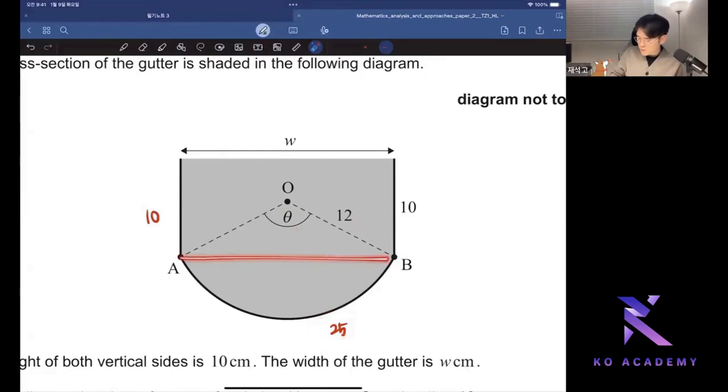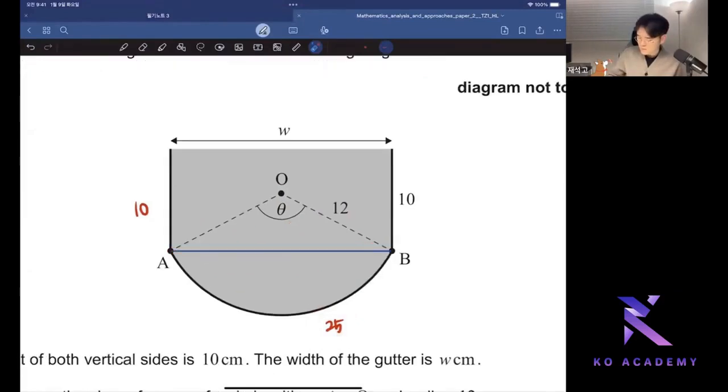What's the length of AB here? Should it be theta? It's 2.08, but since we know 12, 12, we can solve it using the cosine rule. Or you can calculate it this way too. If you split it in half, you have a right angle here. Since it's divided into 2, it's 1.04. Therefore, you can calculate it as 12 times the sine of 1.04 and then multiply by 2. That's fine too. Both methods are fine, guys. You can use a right triangle, or you can use the cosine rule.